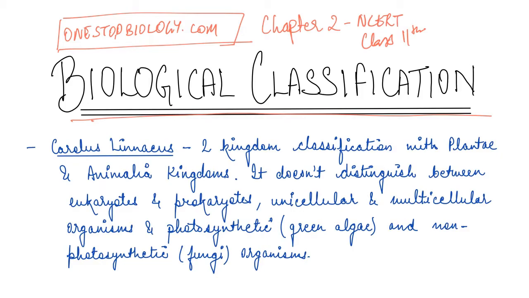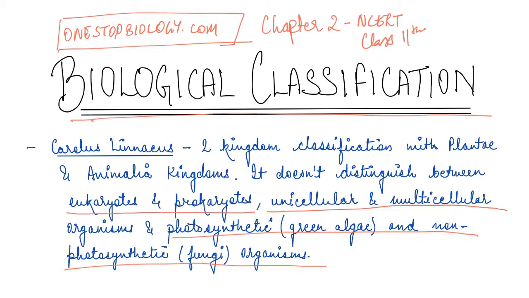However, Carolus Linnaeus doesn't distinguish between what? He doesn't distinguish between eukaryotes and prokaryotes. He doesn't distinguish between unicellular and multicellular organisms, and photosynthetic and non-photosynthetic organisms. Okay, so he just gave a very simple classification, which was two kingdom classification. One was plant and the other was animal.